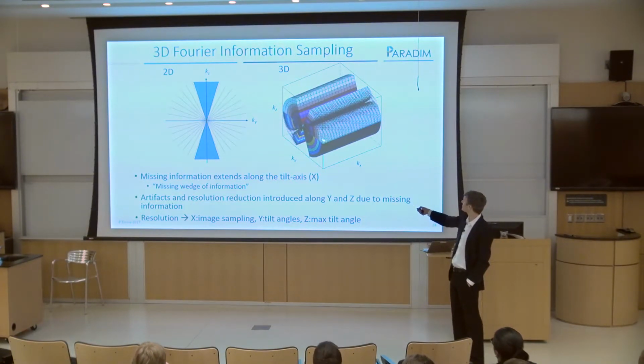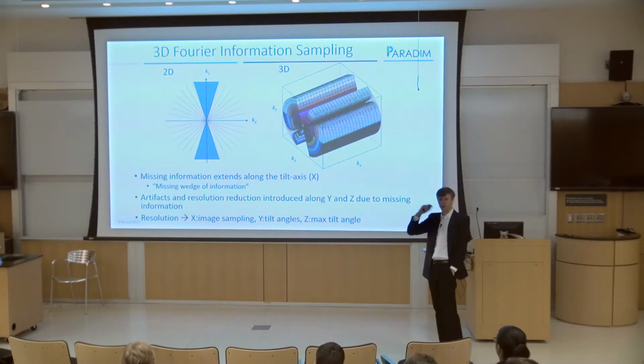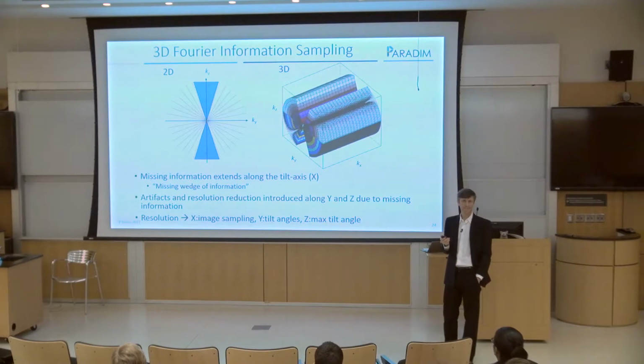Where z is the direction you really want to know the information. Because you already have kx, ky from one image, but you really want to get to as high a tilt angle as you can, because you need this information up here to tell you how the thing looks along that projection direction. Okay? So the resolution in your tomography: your x is similar, assuming that you do a perfect alignment, to your image sampling. Your y is connected to the number of tilt angles that you do. And your z is connected to the max tilt angle that you do in general.